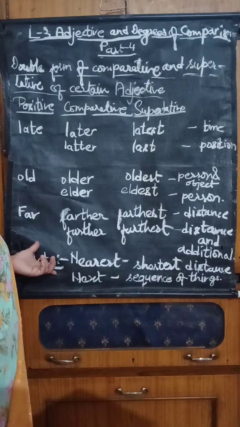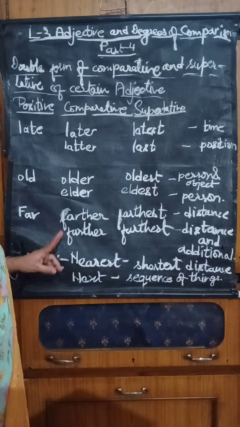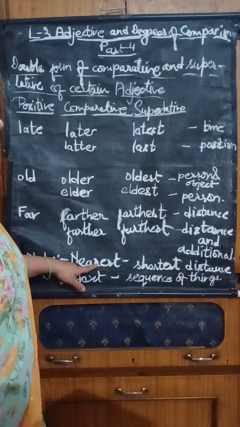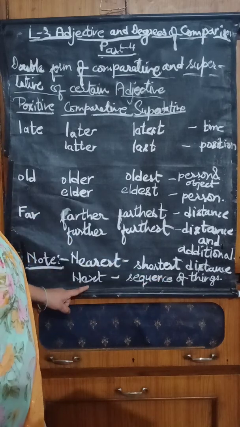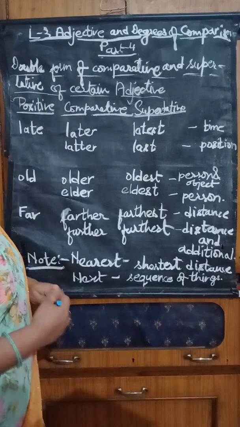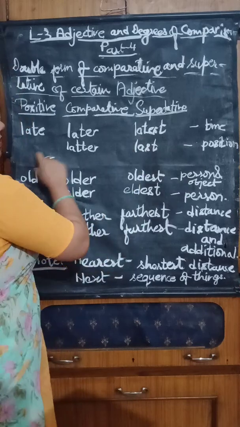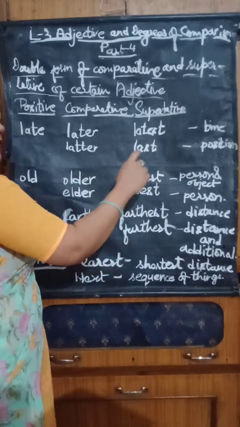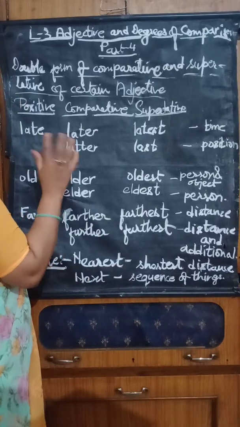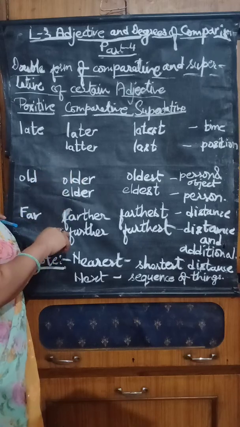One important thing that you should understand is that for the words nearest and next, most of the time you are all going to be confused. The word nearest we use for the shortest distance, and next we use for sequence. Suppose I am talking about the sequence A, B, C, D, E, F. It is written in a sequence, so it is the next.